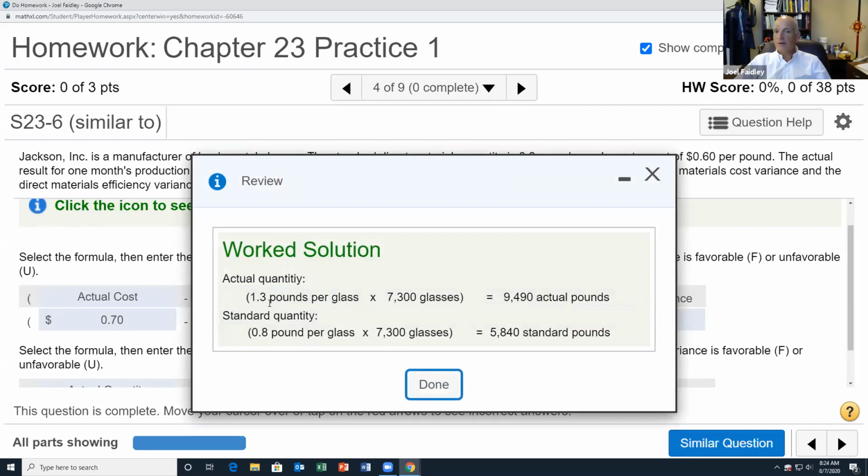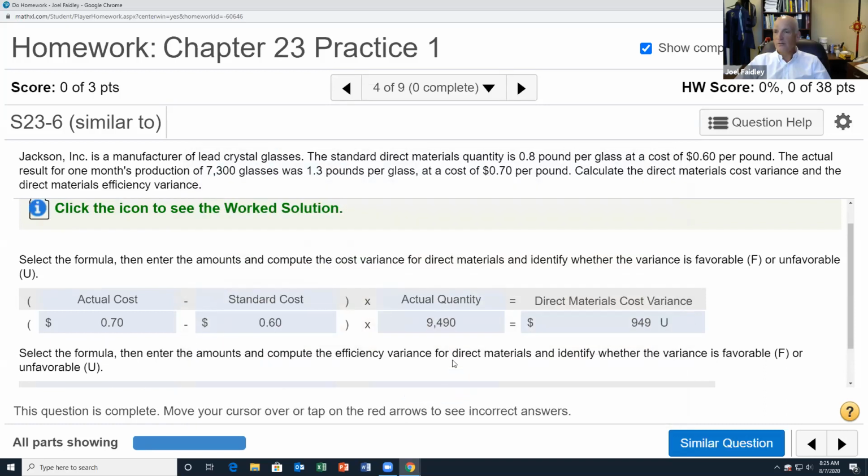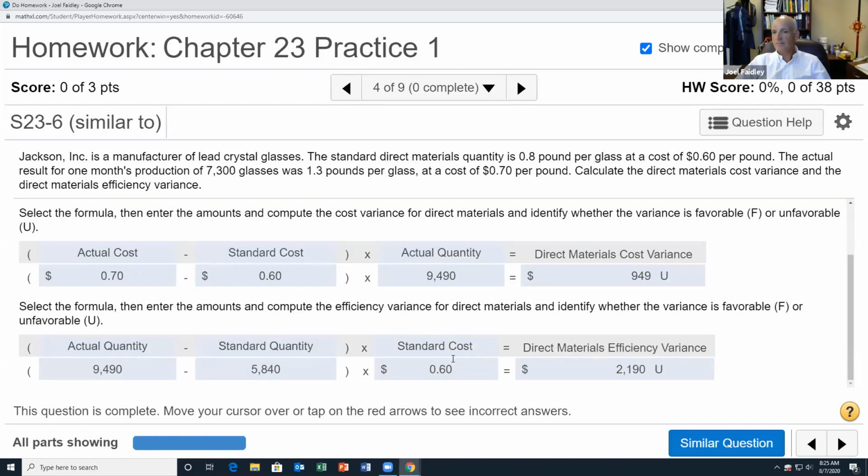I used a half a pound more glass per glass, right? Half a pound more per glass. That tells you right there it's not going to be good. I'd just tell your supervisor, I used a half a pound more glass in this product than I'm supposed to. Obviously, that's going to be unfavorable.